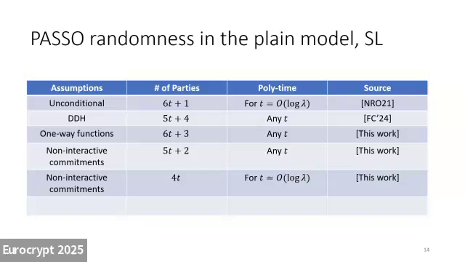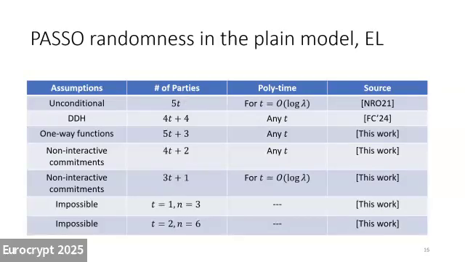These have different trade-offs in terms of resilience, as you can see. And also the first non-interactive commitment-based one is polytime for any T, but the second one is only polytime for T in O(log λ). Finally, we also provide an impossibility result, which shows that it is impossible to have computational PASO in the sending leaks model for less than 3T+1 parties. And we have the variants of these protocols also in the execution leaks model. They are pretty similar, but we can slash T parties in each case.